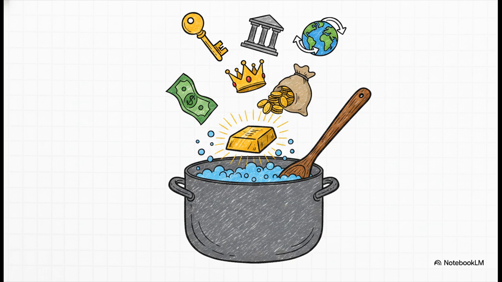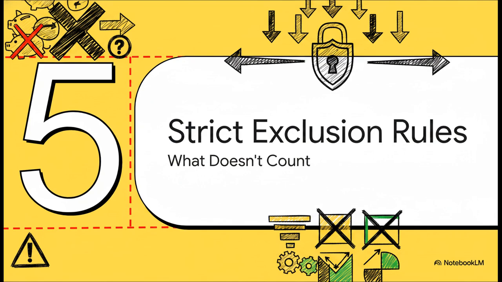But as advisors, we always have to warn our clients about the fine print. Just because money lands in your account doesn't mean it actually counts toward national income. Which is the perfect transition to our final section, Part 5, the strict exclusion rules.